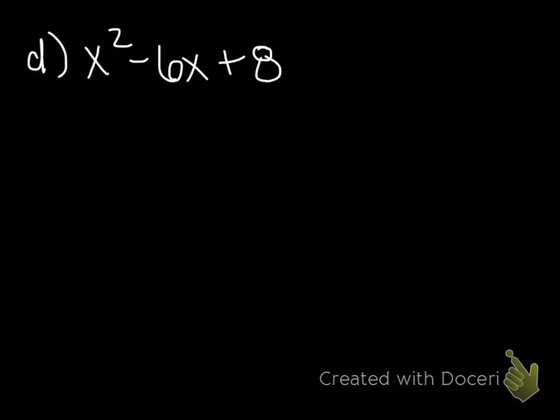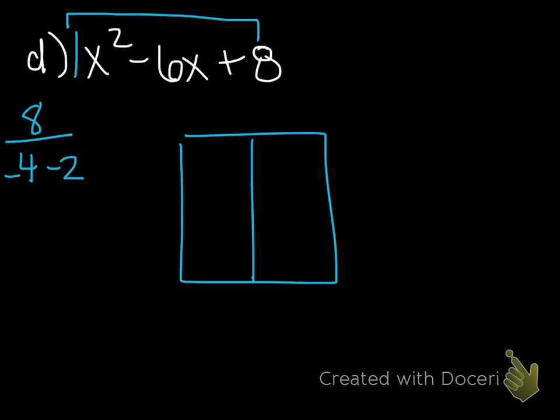Letter D, I will do the box method. Okay, so again, it's implied that there's a 1 there. So I have 1 times 8, which is 8. I need to find something that multiplies to be 8 and adds to be negative 6. So that's going to be a negative 4 and a negative 2. So drawing my 2 by 2 box, I'm putting the 4 terms in the box.